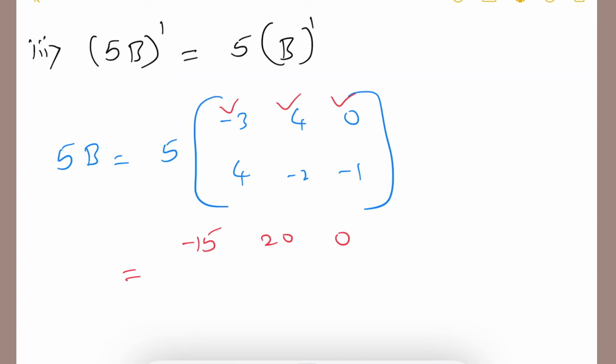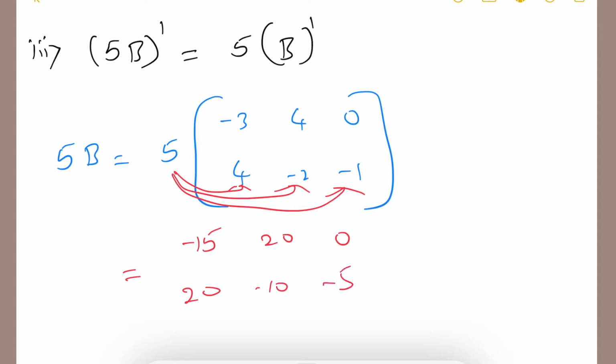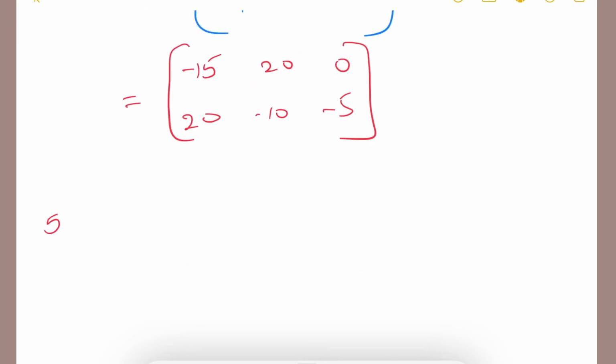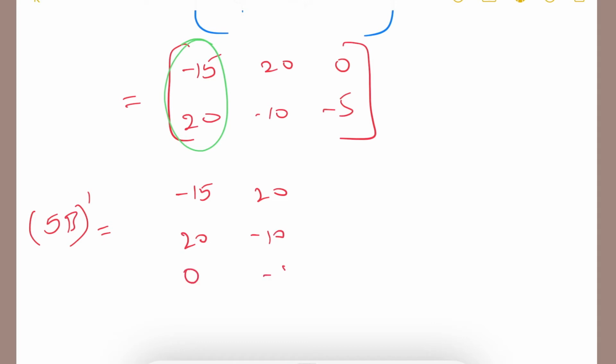The same way with the second row also. 5 into 4, then 5 into -2, then 5 into -1. 5 fours are 20, 5 into -2 is -10, 5 into -1 is -5. Now this is 5B, but we want (5B) whole transpose. So (5B) transpose is equal to, this is a column, write it as a row: -15, 20. The same way the remaining two columns also: 20, -10, 0, -5. So this is the value of (5B) whole transpose.